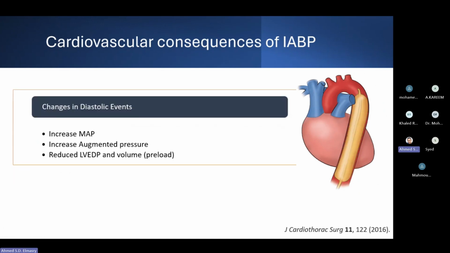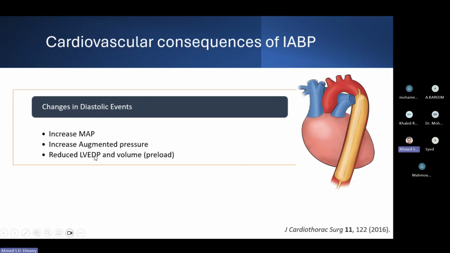Changes during the diastolic event: the area under the curve of the diastole will be increased, so this will increase the mean arterial blood pressure, and also this will increase the augmented pressure, which also will increase the perfusion to the organs, and the left ventricle end-diastolic pressure and left ventricle end-diastolic volume will be reduced.